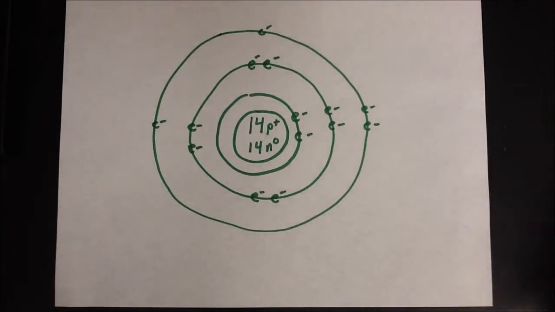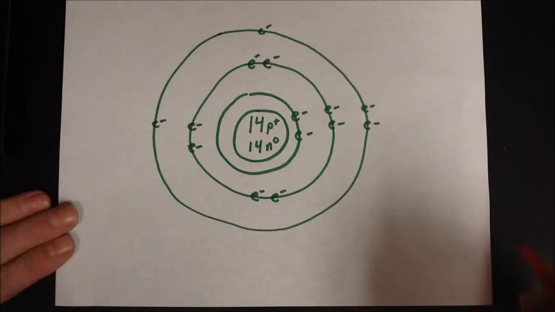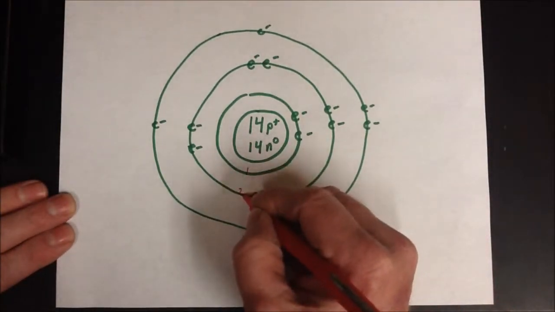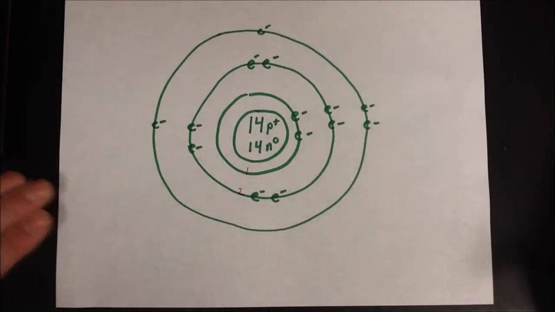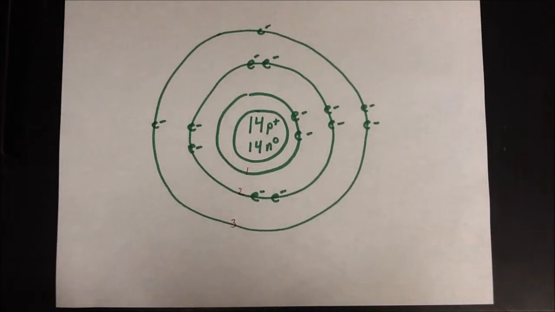So what I have drawn here, this is a Bohr model for silicon, and if we were to talk about the size of silicon in comparison to something like carbon, carbon's only going to have 2 principal energy levels as opposed to 3. So carbon is going to be smaller because there's less layers, and we say there's less shielding.